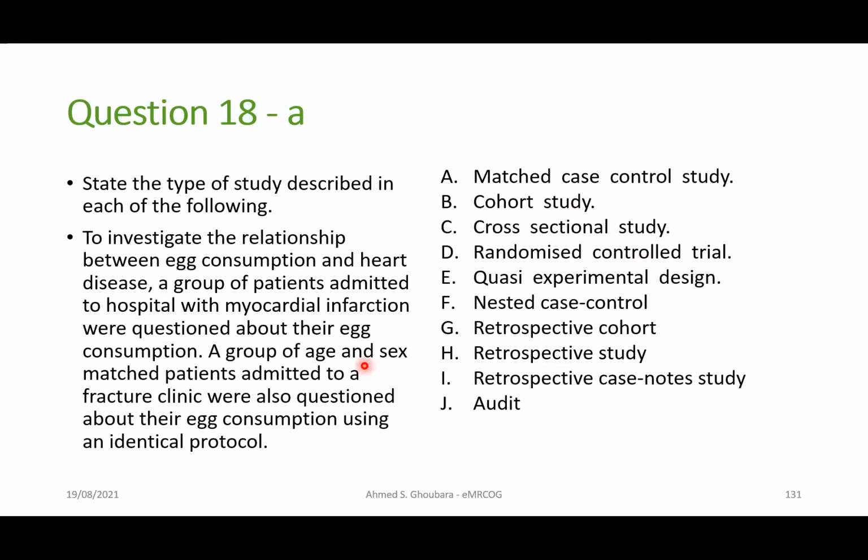A group of age and sex matched patients admitted to. So matched. So here, this researcher, it should be matched case control. Yeah, it's a case control, but it's matched for age and sex. So they selected the patients from the cardiology department. They got 100 men with myocardial infarction, and they matched those men with 100 other men. They went to the other department in the hospital, like the fracture clinic, for example, and they asked about their egg consumption.